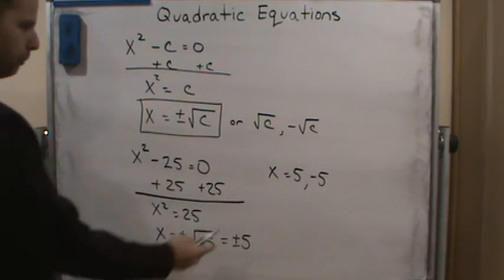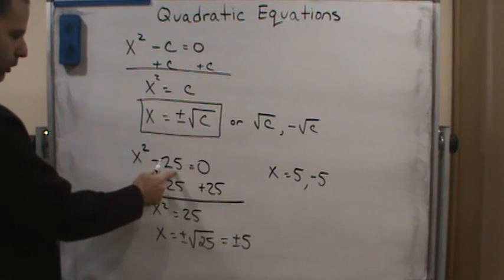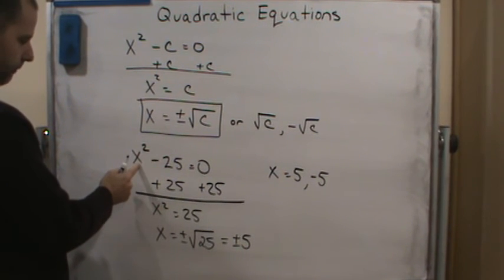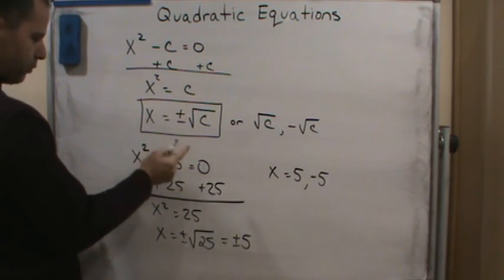And of course, if you plug 5 or negative 5 back into the quadratic equation, whether you put 5 in here or negative 5 in here, if you take the square of it, you're going to get 25, and 25 minus 25 is 0.